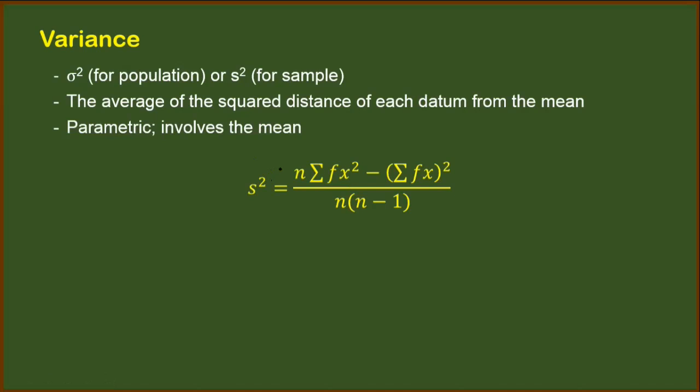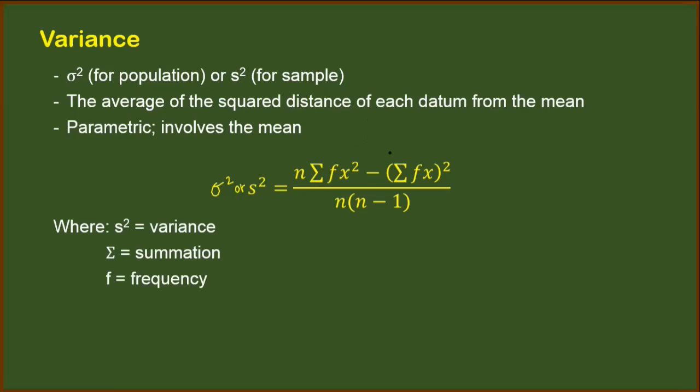So let us analyze this formula one by one. We have s squared, or the small letter sigma squared, that stands for variance. We have summation here. It means addition. F is the frequency, and X here is the class mark. And then we have N as the number of the data in the set.